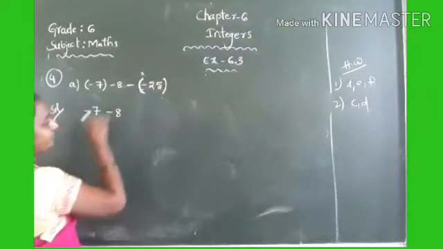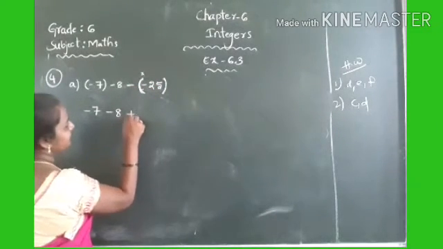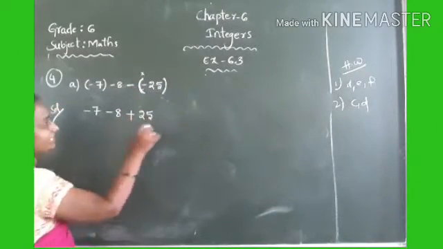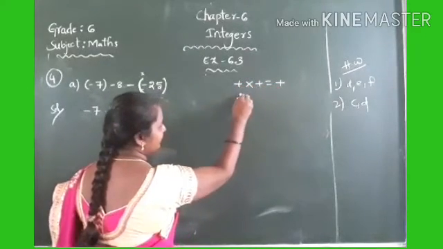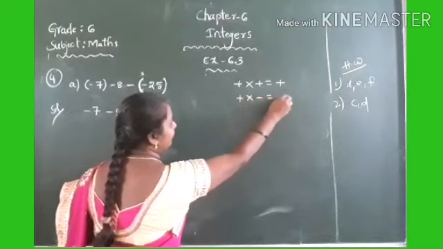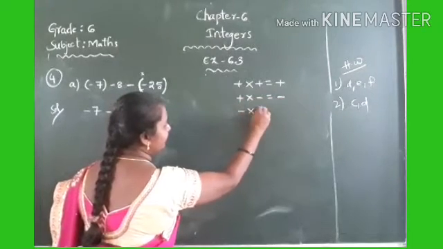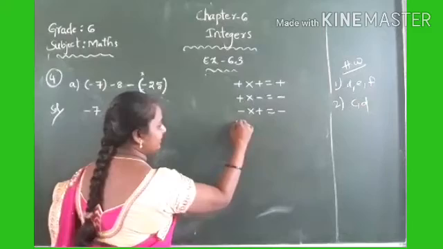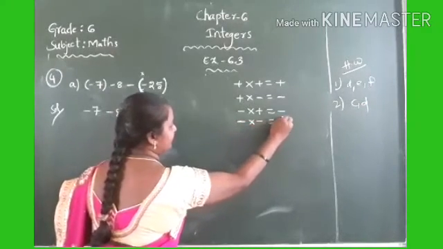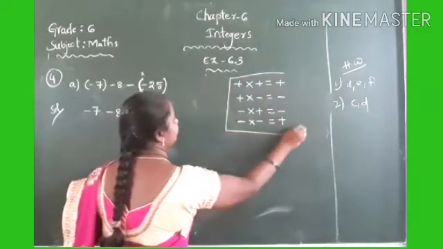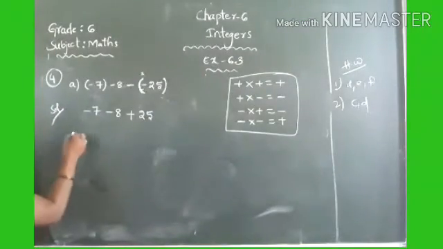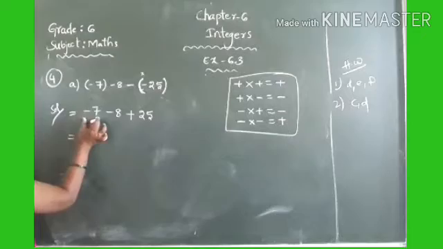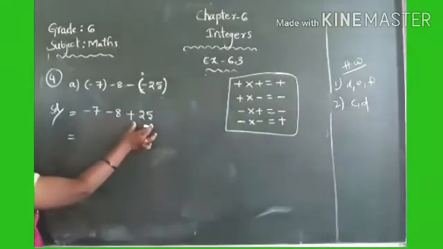Minus into minus, yes, it is plus 25. So remember, plus into plus is equal to plus. Plus into minus is equal to minus. Minus into plus is equal to minus. Minus into minus is equal to plus. Okay? Here, observe: minus 7 minus 8 plus 25.